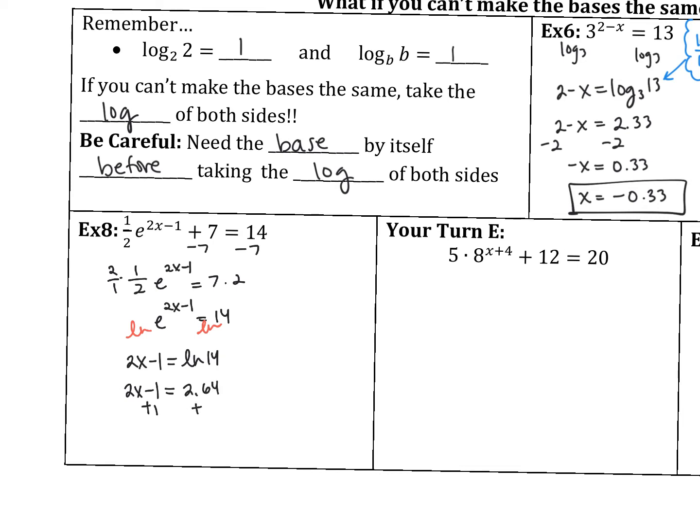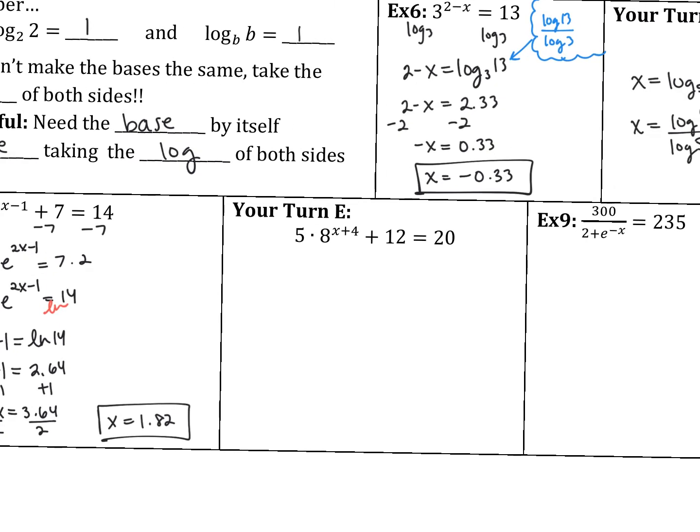I add 1 to both sides. I get 2x = 3.64. And when I divide by 2 on each side, x is approximately 1.82. So remember, natural log is just a button on your calculator, and you can just put 14 in and get that value. All right. You guys try on E.